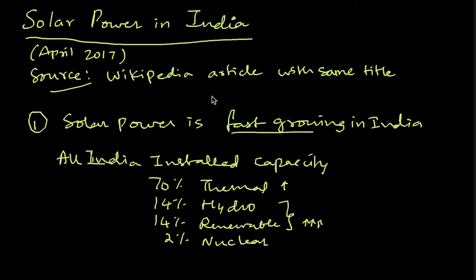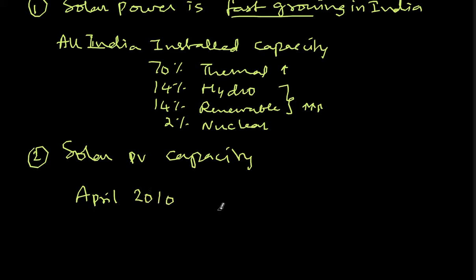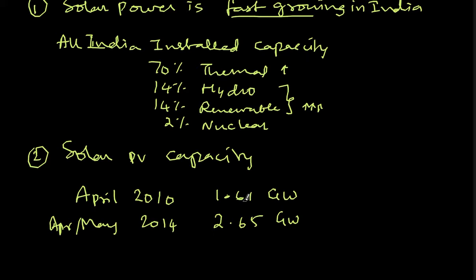Now let's look at what is the actual solar PV capacity. I also have detailed data, but I am just giving you a brief idea. At the time, the solar capacity was 1.61 gigawatts. Around May of 2014, almost 4 years later, it has become 2.65 gigawatt. So just about 1 gigawatt has increased. It's not much of an increase, but anyway it is positive.